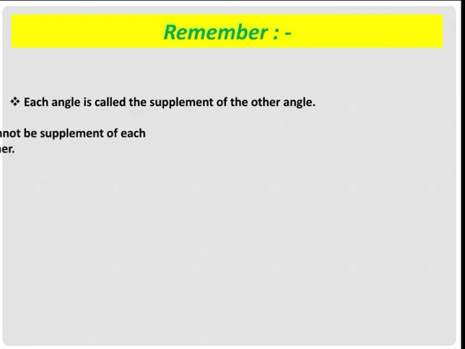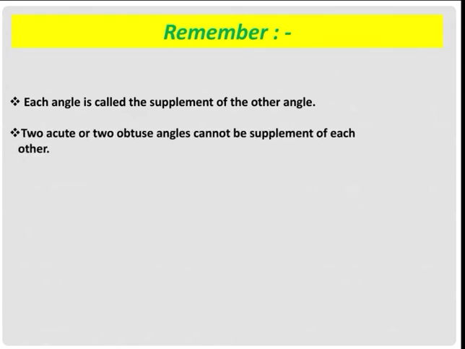Now just remember some points for the supplementary angles. Each angle is called the supplement of the other angle. Two acute or two obtuse angles cannot be supplements of each other. Because if two acute or two obtuse angles are taken, then the addition of these two angles is not 180 degrees. So two acute or two obtuse angles cannot be supplements of each other.